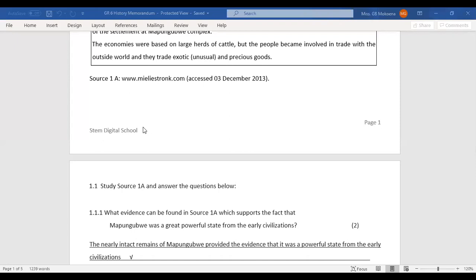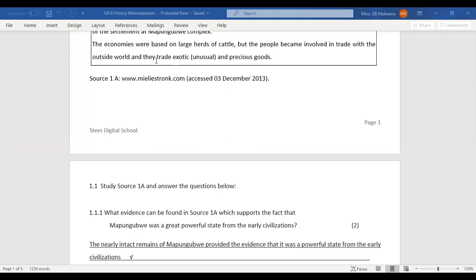So I think that the evidence that can be found in source 1A that supports the fact that Mapungubwe was a great, powerful state from the early civilizations is that it maintained the power for hundreds of years. Thank you very much, Pure.